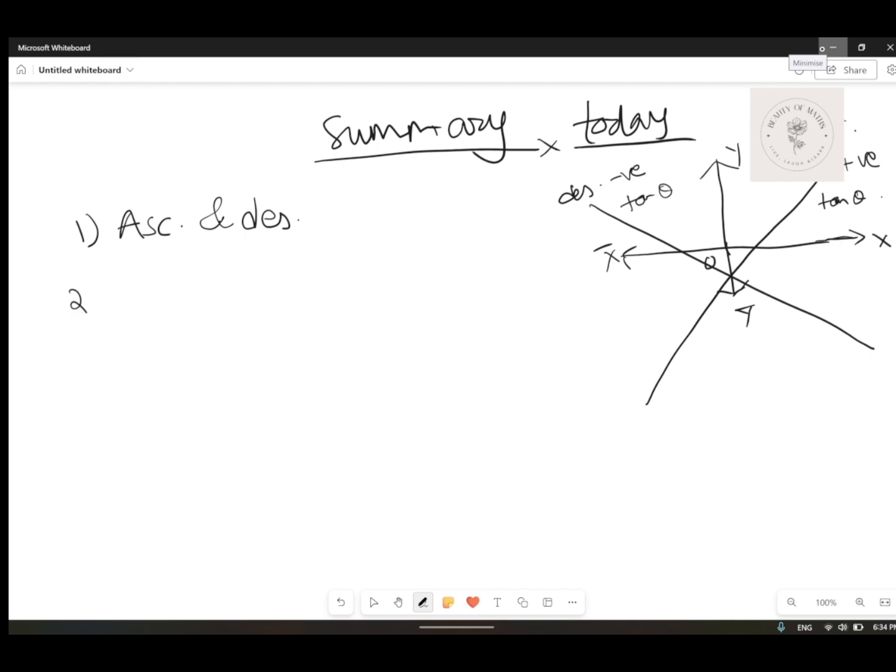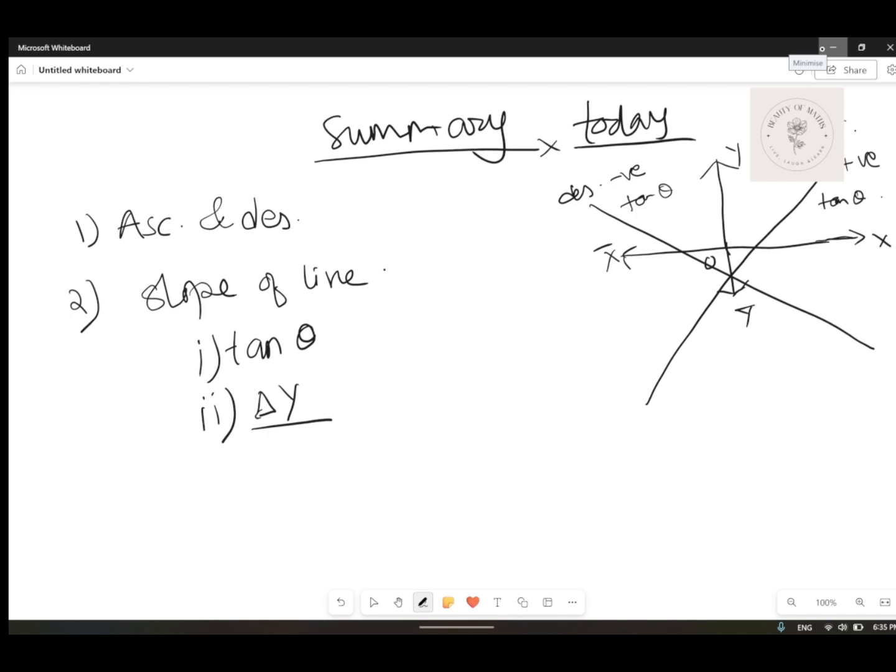The second thing we learned is the slope of a line. And I taught you three formulas, I think. The first one is tan theta. The second one is the change in y, meaning the change in the y-coordinate over the change in the x-coordinate. And the third is y-intercept by x-intercept, isn't it?